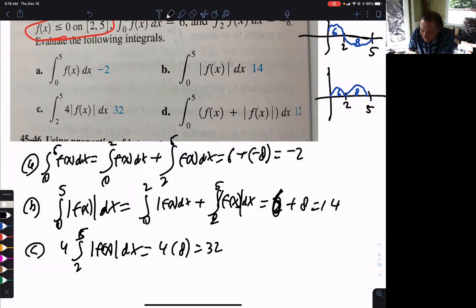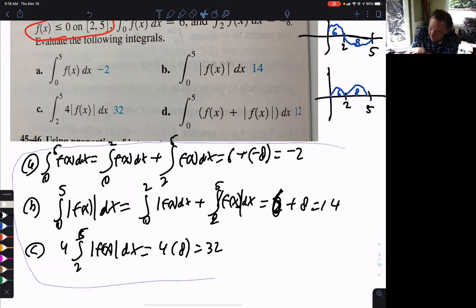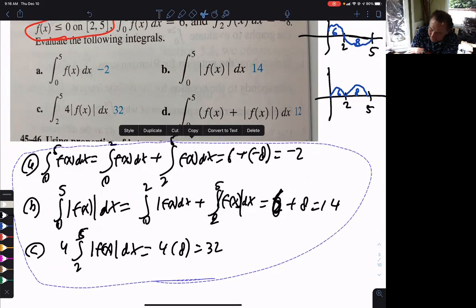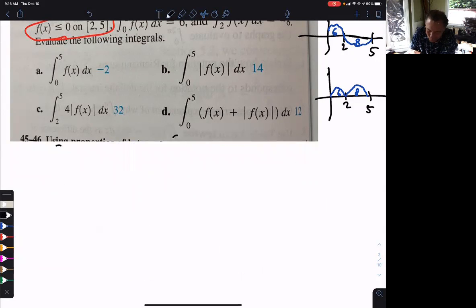And then they're getting crazy on me. Let me erase all this and go to part D. You might look at D on a test like, what's going on? You got to go back to basics. You learned one of your properties. You can write this as 2 separate integrals. You can break up a sum into 2 separate integrals.